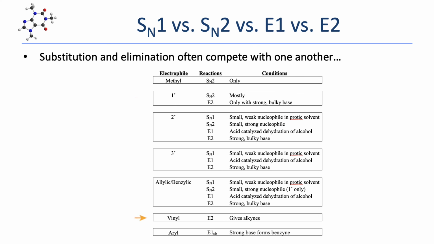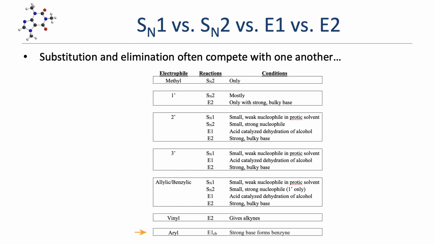Near the bottom of the table, we can see that when the leaving group is attached to a vinyl carbon, that is, a carbon involved in an alkene, only E2 can occur. Vinyl carbons are sp2 hybridized, and both SN1 and SN2 are forbidden on an sp2 carbon. And E1 is just very rare to begin with, and that leaves E2 as the dominant reaction, generally giving alkynes.